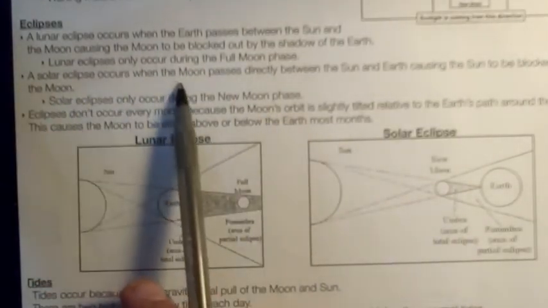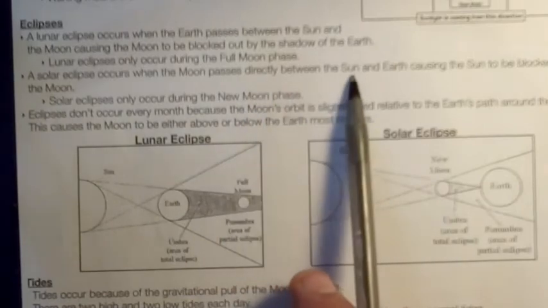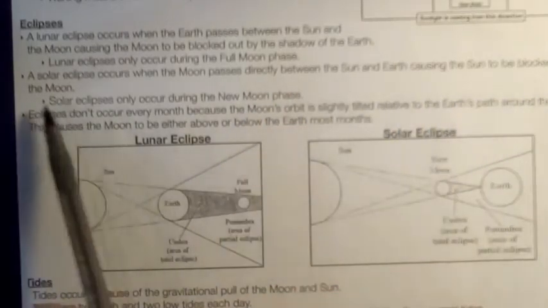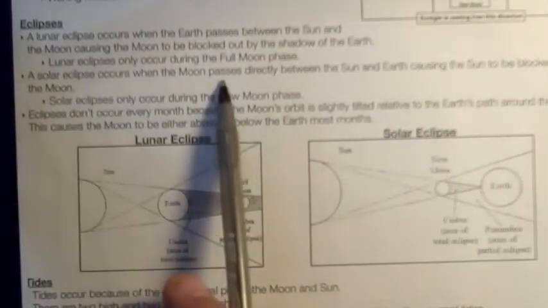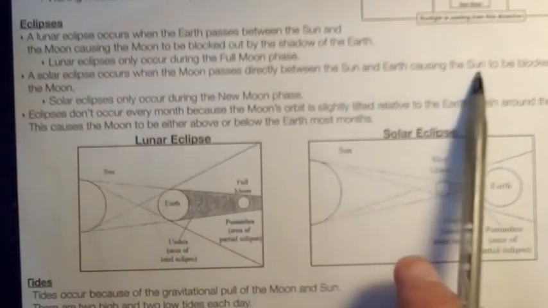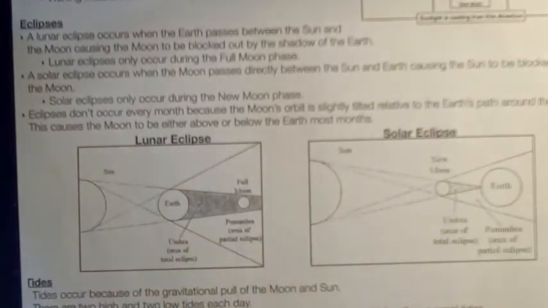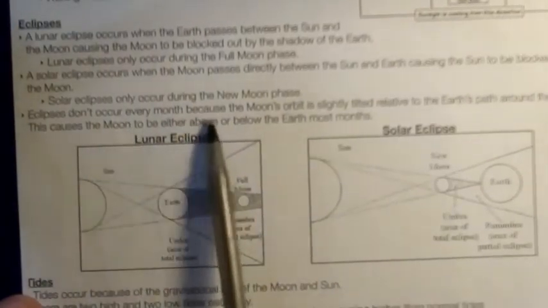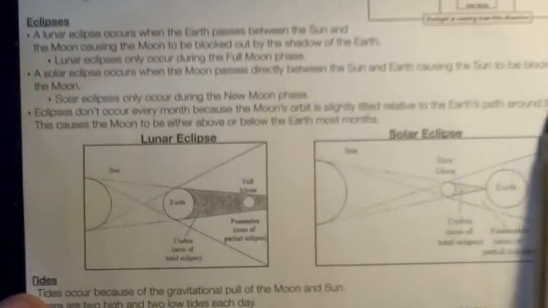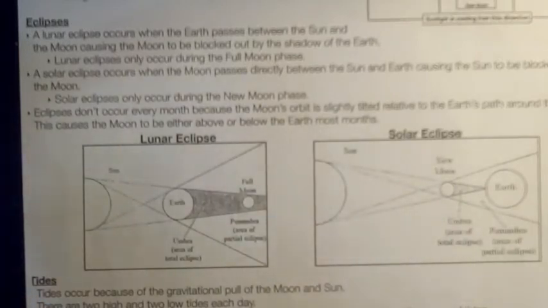A solar eclipse occurs when the Moon passes directly between the Sun and the Earth, causing the Sun to be blocked out by the Moon. Solar eclipses only occur during the new moon phase. Eclipses don't occur every month because the Moon's orbit is slightly tilted relative to the Earth's path around the Sun. This causes the Moon to be either above or below the Earth most months.